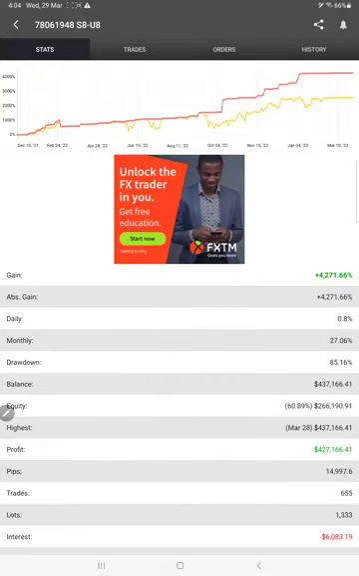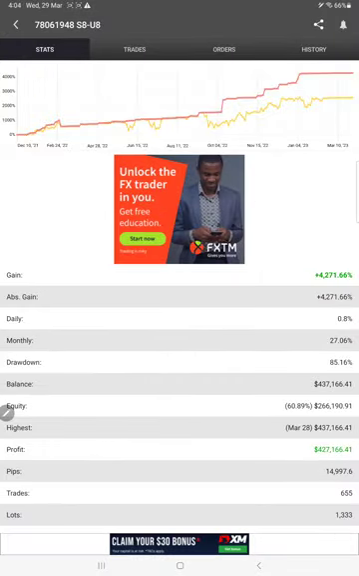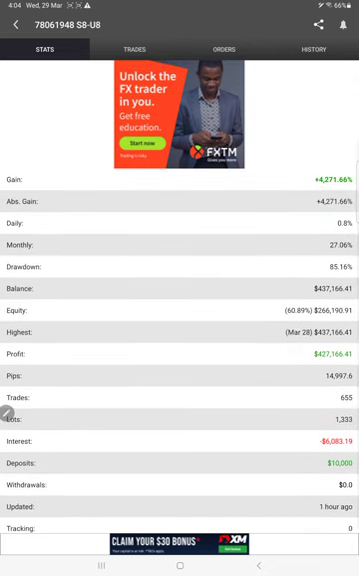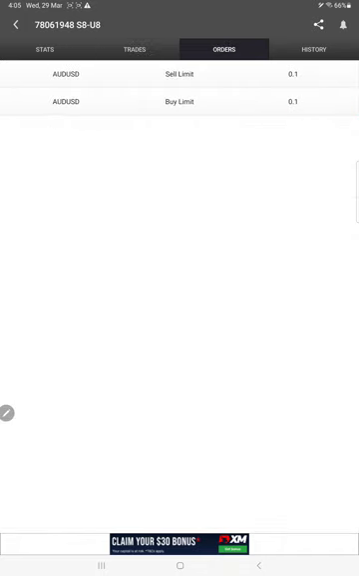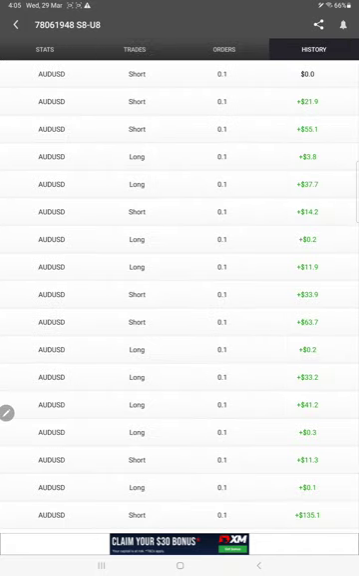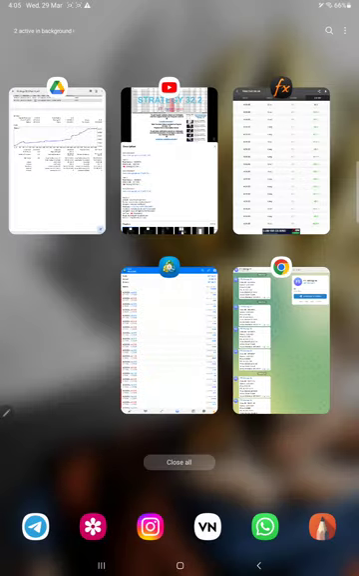And this is the MyFXBook page of this strategy, and it is connected with MyFXBook. So far, 4,271.66% gain, daily 0.8%, and monthly 27.06%. And these details were updated just 1 hour ago, so this is the recent update. And here are the open trades and pending orders. And here is the history of trades, so all the details you will find here.